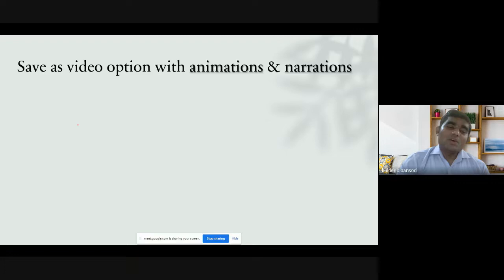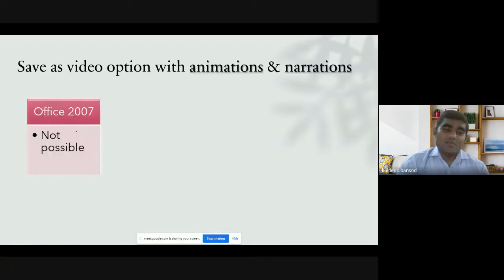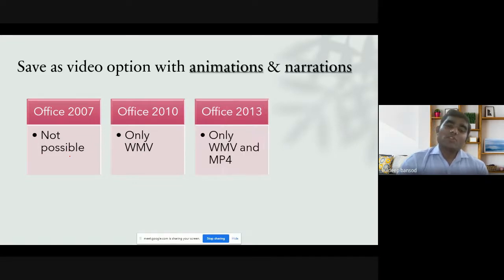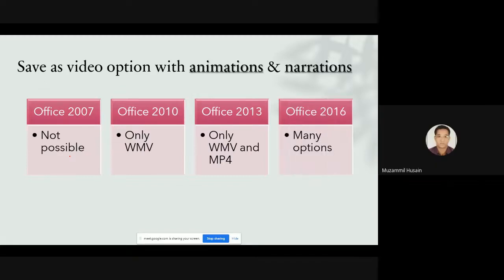The save-as-video option is available with the animations and the narrations. In Office 2007, it is not possible. If you have the Office 2010 version, then you are able to save the PowerPoint presentation only as a Windows Media Video file. The WMV extension is there. Then Office 2013 has only WMV and MP4. In Office 2016 many options are there.